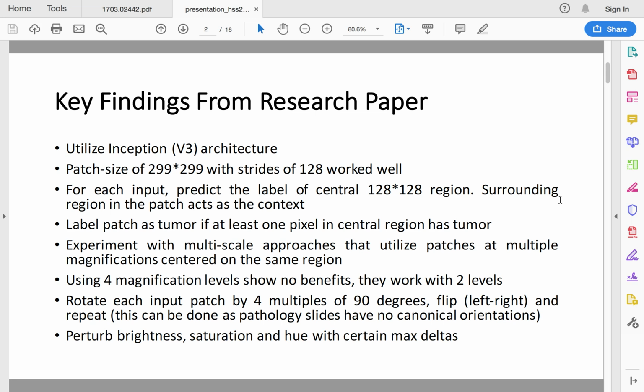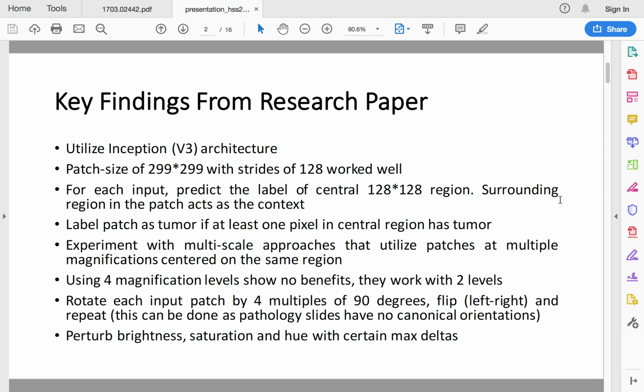So what they did was they utilized a transfer learning based method using the Inception V3 architecture. They used patch sizes of 299 cross 299 with strides of 128. For each input, they predicted the label of the central 128 cross 128 region. The surrounding region in the patch acts as the context. They label patches as tumor if at least one pixel in the central region has tumor.